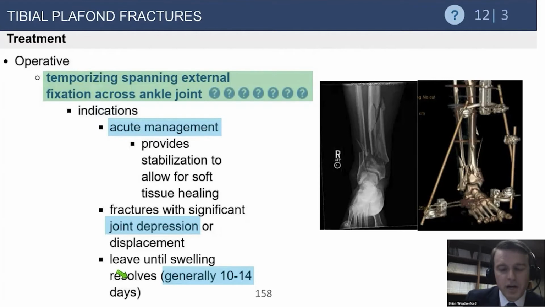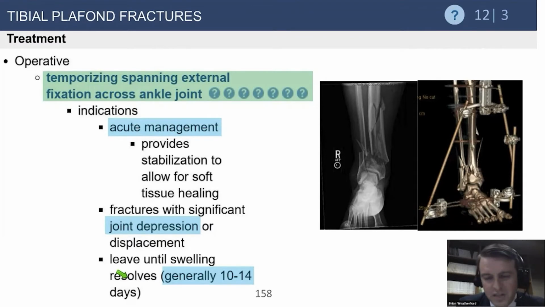Okay, so here we go. You see the green highlight here. You see how many times this has been asked. So the initial management for a high energy tibial plafond fracture most commonly is initial placement of a spanning external fixator that crosses the ankle.